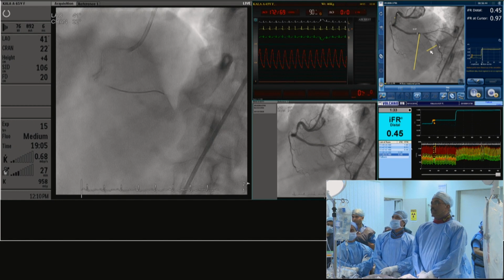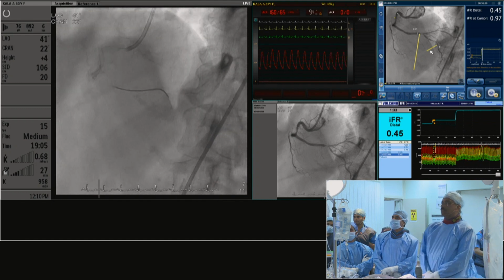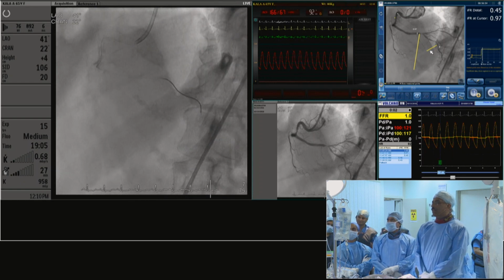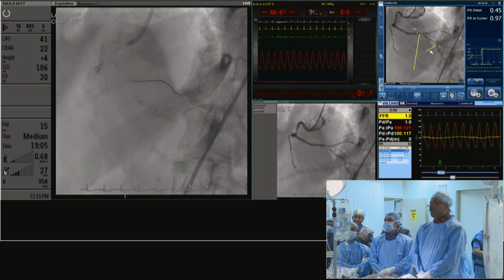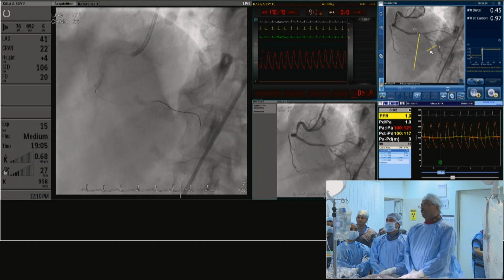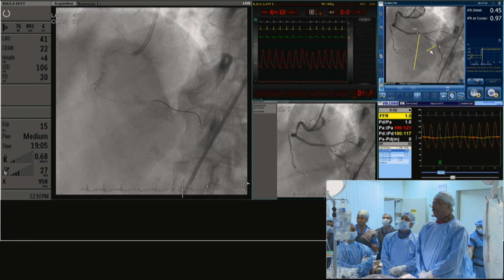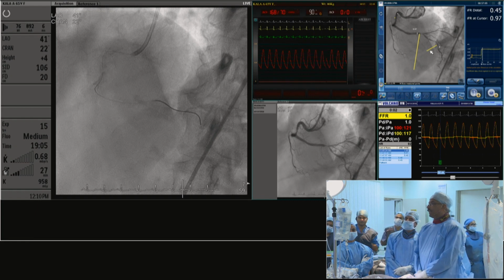So you can see that the IFR wire, with some difficulty, does navigate through all this calcium, and we could park the IFR wire really distal to both the proximal lesion and the distal lesion. But clearly there's calcium and difficulty in getting the wire down.